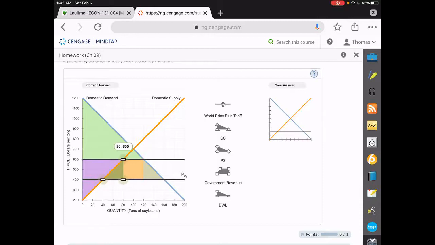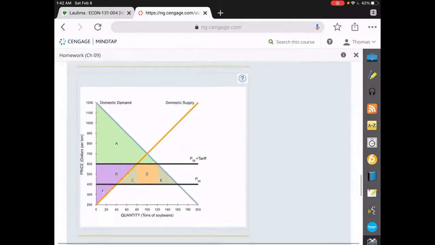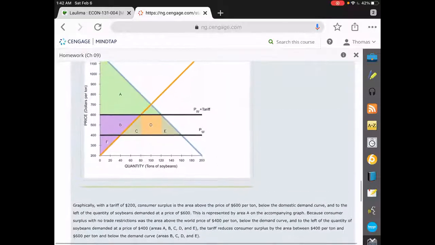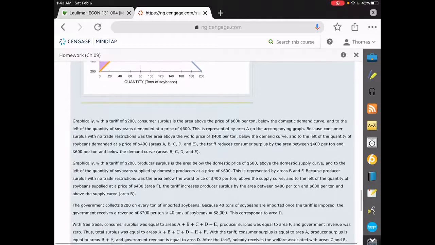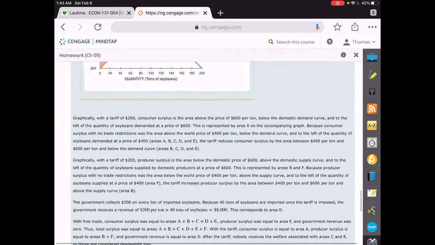That's our distance at the top here, times the 200. So area D is going to be 40. The area of D would be length times width. So 40 times 200, which gives us the 8,000.